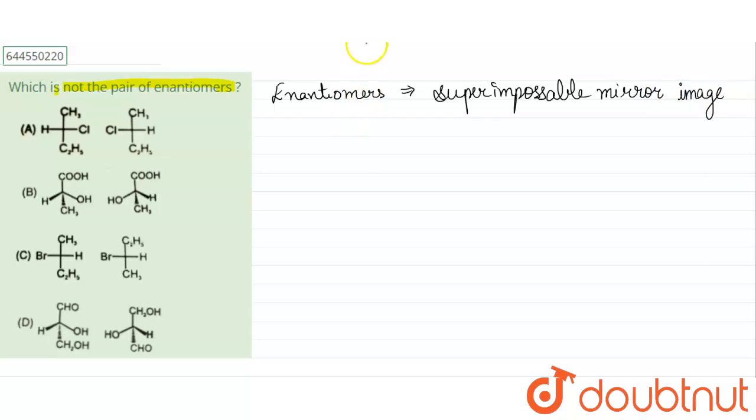If we put a mirror over A, this A will resonate itself as A. But if we put the mirror in front of C, it will be shown as something like this. So this will be the mirror image of C. These two A's are enantiomers of each other, while these two C's are not enantiomers of each other. Now we have to see this same thing in our compound.